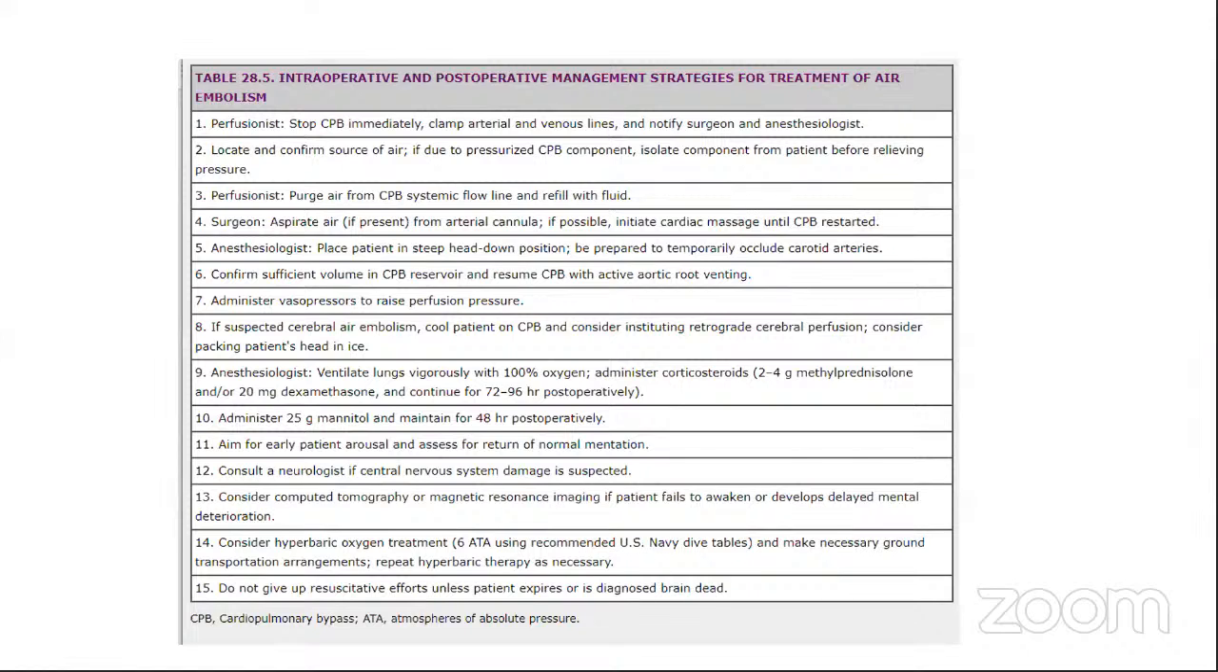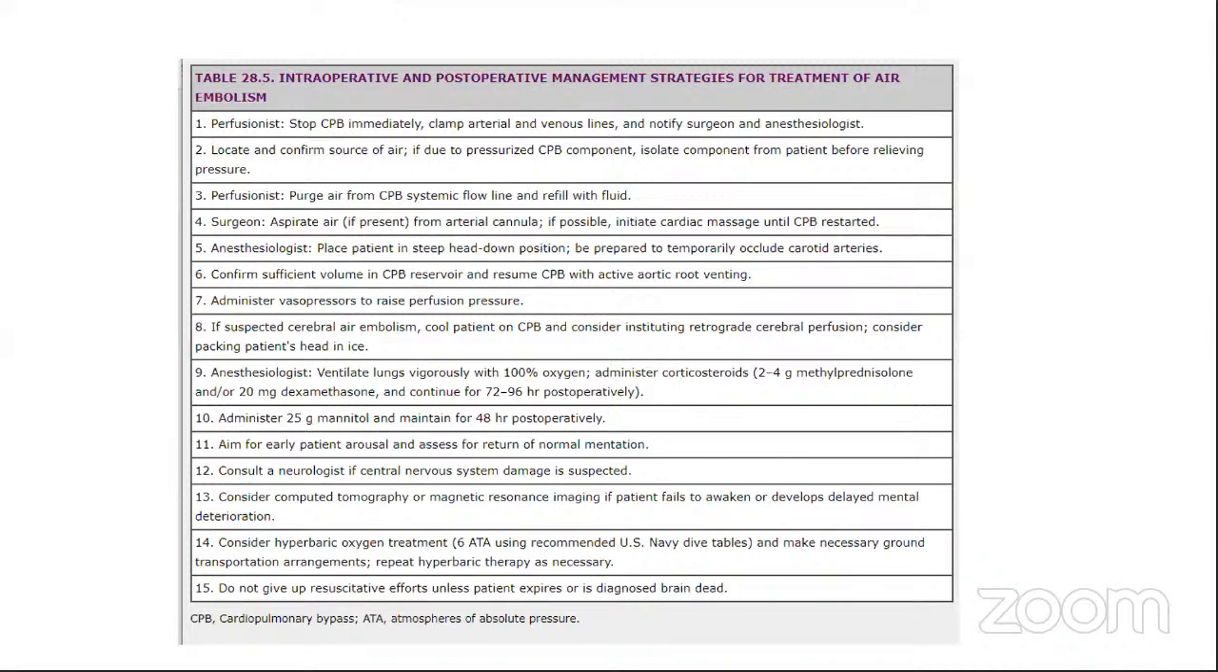Surgeon, he can aspirate if there is an air embolism in the arterial cannula, or if possible he can do cardiac massage, or he can do retrograde coronary sinus perfusion. All of this can help him. In anesthesia, he can place the patient in a steep head-down position. Be prepared to temporarily occlude the carotid artery sometimes, but that may also increase the stroke risk if he has atherosclerosis in the carotid.